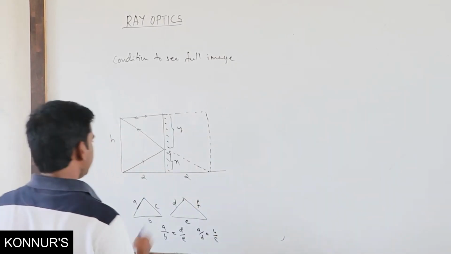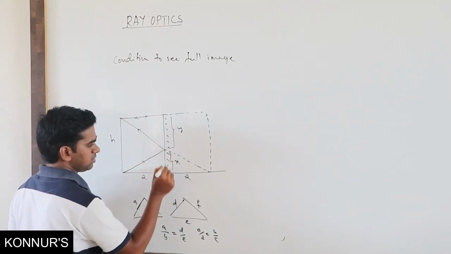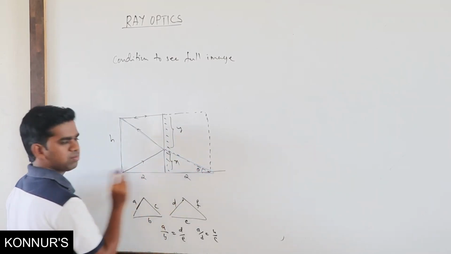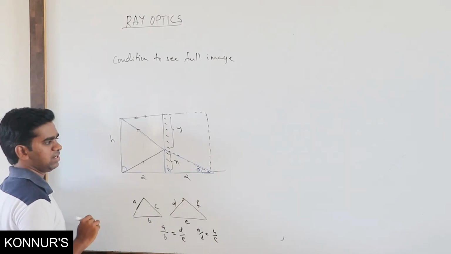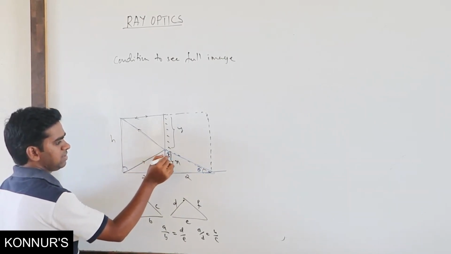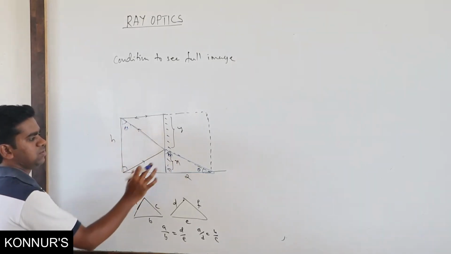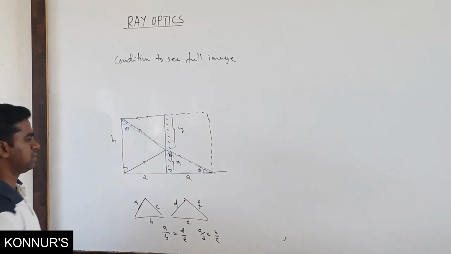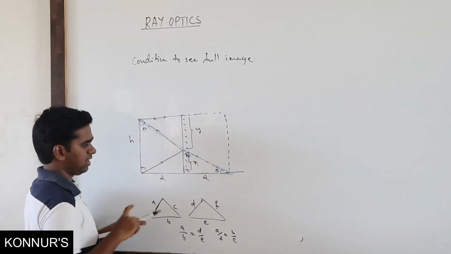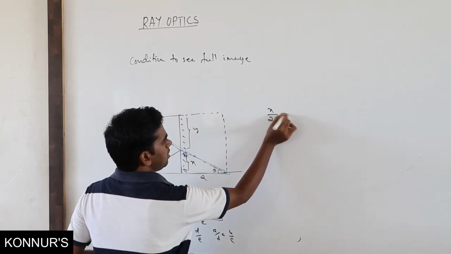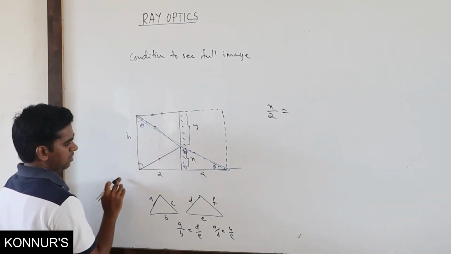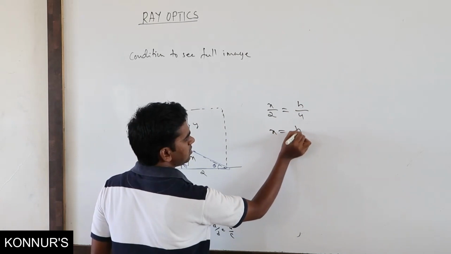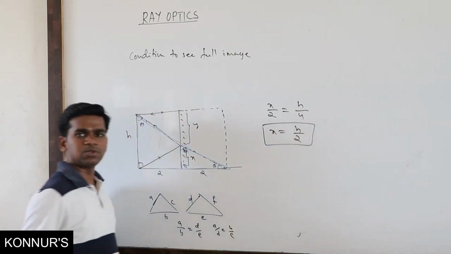Suppose you consider this triangle and this total triangle. This angle is the same for both, and this is 90, this is also 90. If two angles are the same, the third angle is also going to be the same. Now these two triangles, this small triangle and this bigger one, are going to be similar triangles. From these similar triangles, I can write x by 2 equals h divided by 4, the total length you have to take. So x equals h by 2.